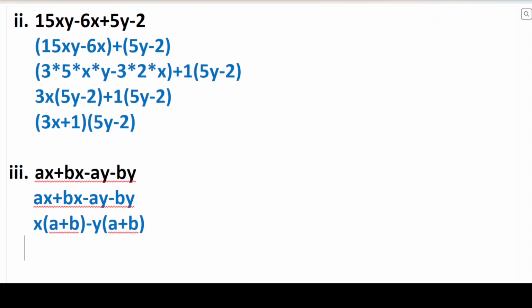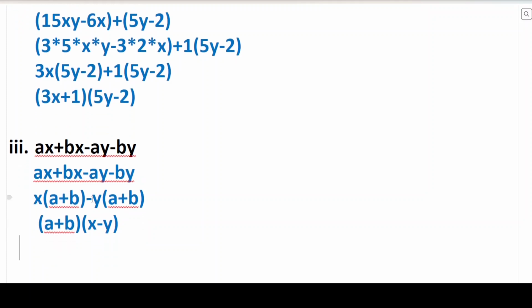Okay. So what is the common factor again here? a plus b is the common factor and x minus y is the remaining factor. Take the a plus b out from here. We can write a plus b into x minus y as the final answer.